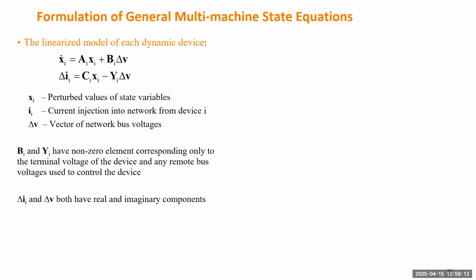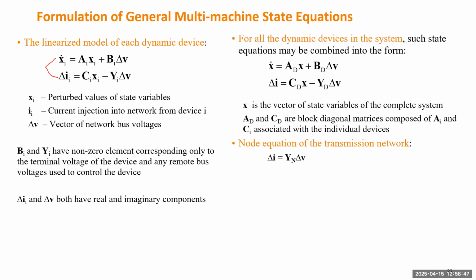So the process to linearize a general power system with a lot of generators will be basically similar to what we have done for the three machine system with the classical model. So first, our goal is to linearize the differential equation on the state variable, and also we linearize the equations on power flow. So we can use these two equations to represent the linearized version for each dynamic device.